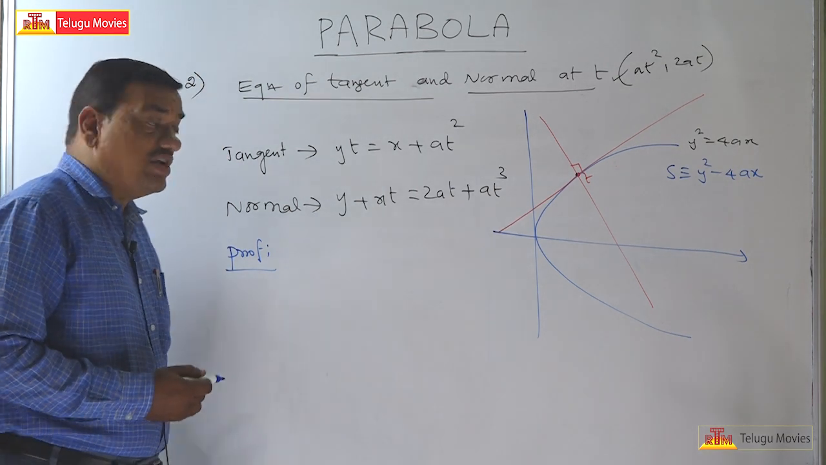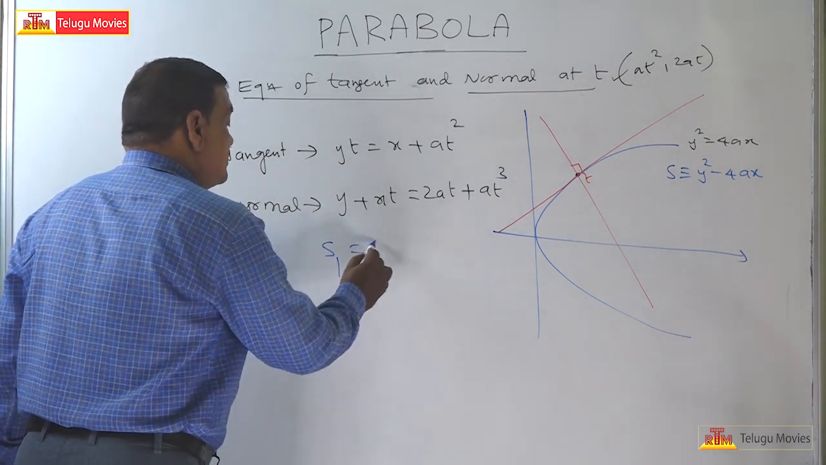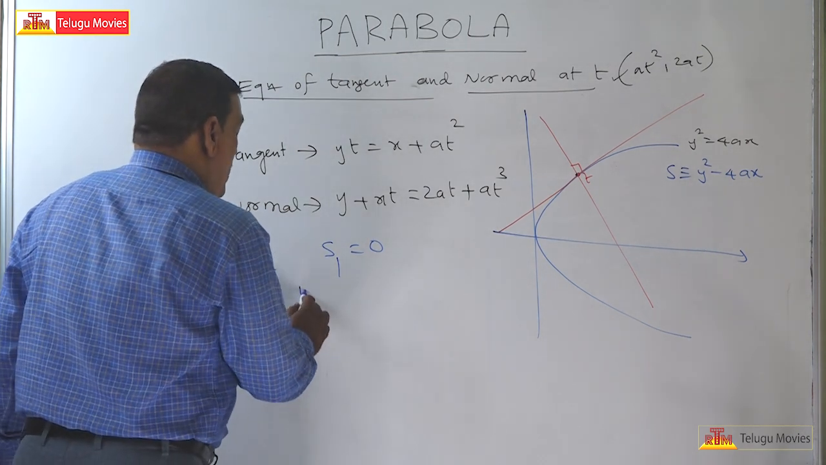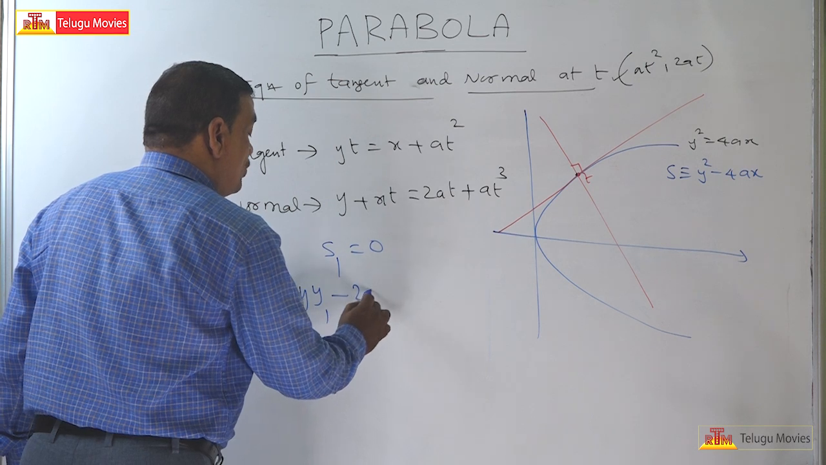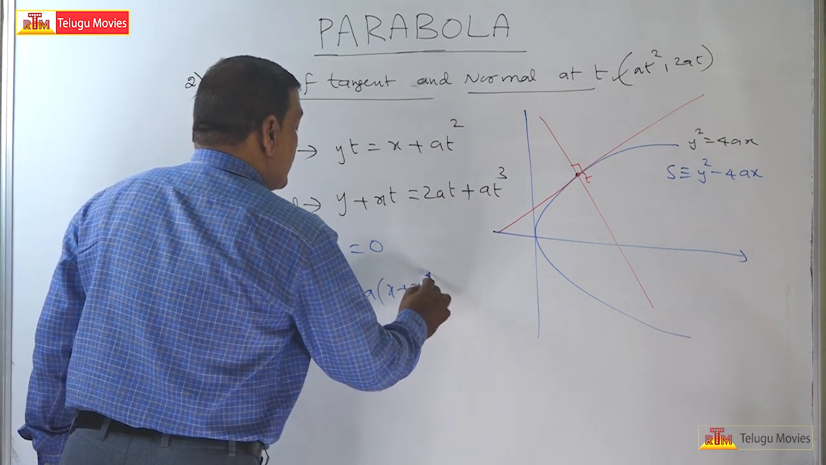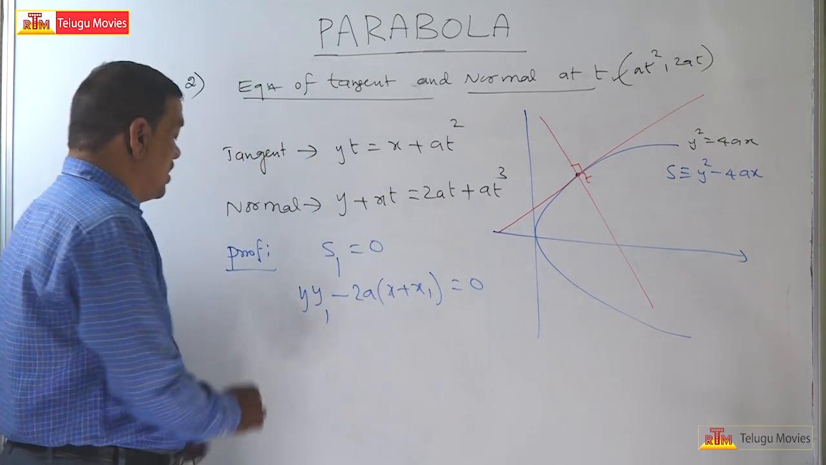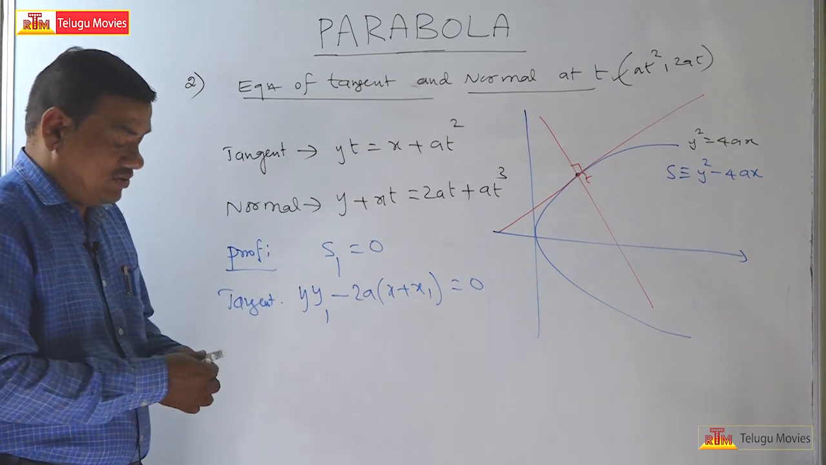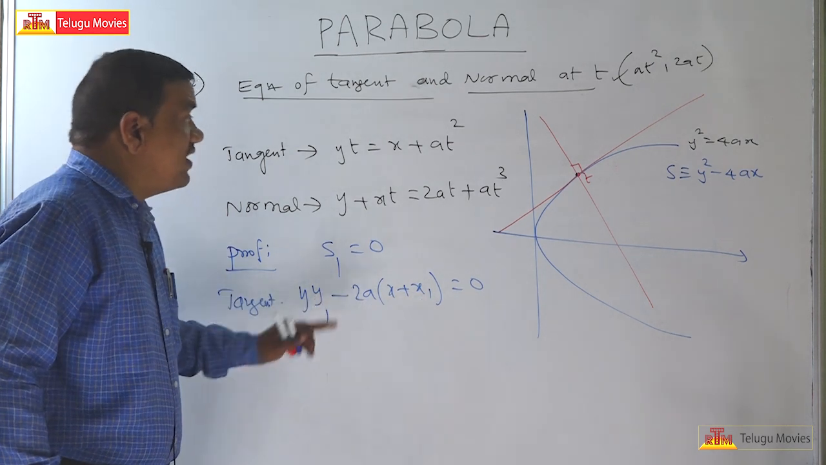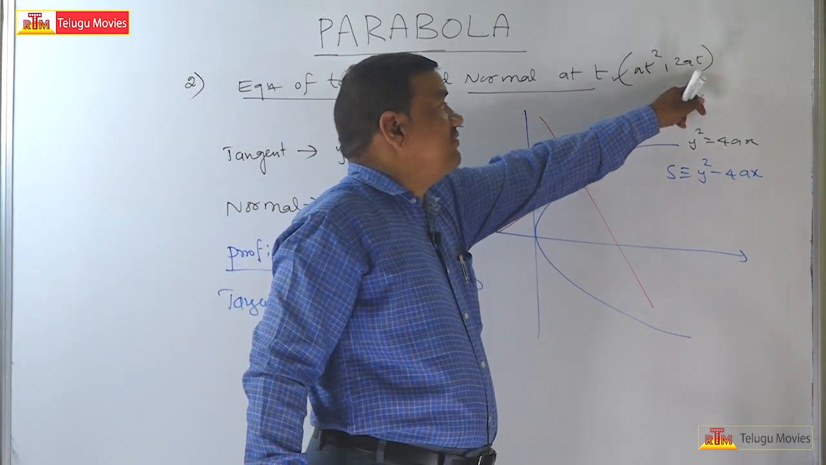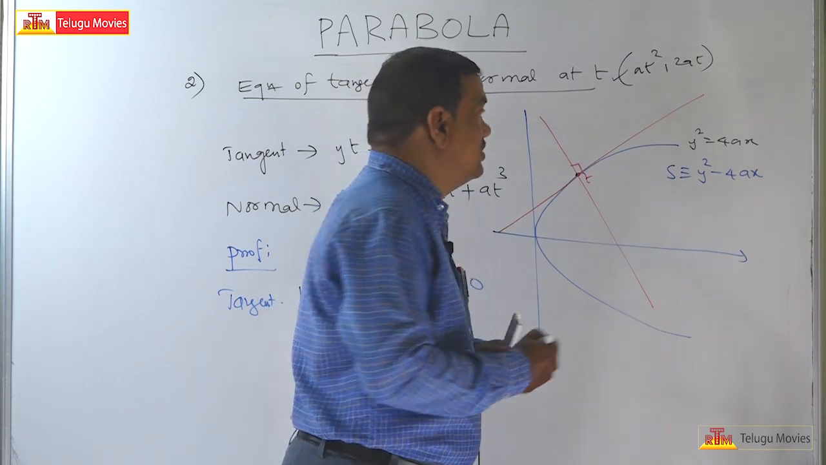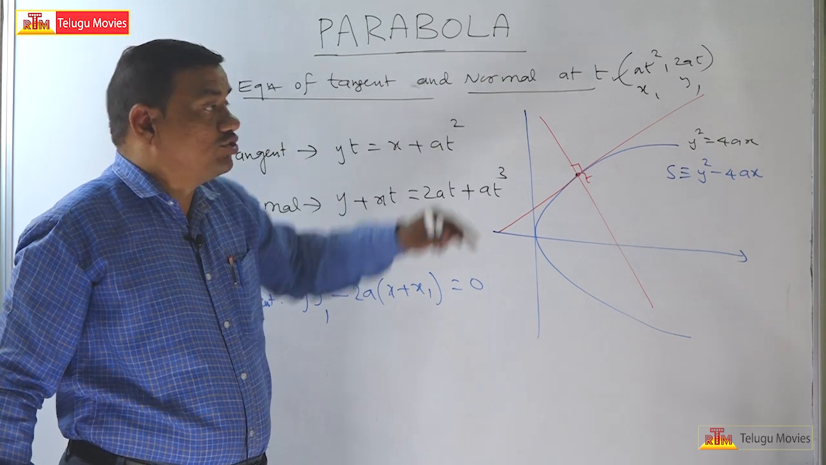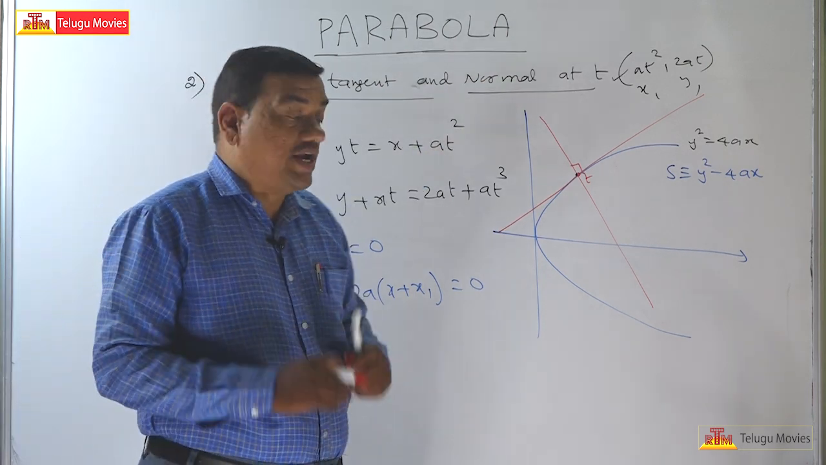Now what is the equation of the tangent? S1 is equal to 0. So S1 means y y1 minus 2a of x plus x1 is equal to 0. This is the equation of the tangent. What is your x1, y1? Your x1 is at square and your y1 is 2at.